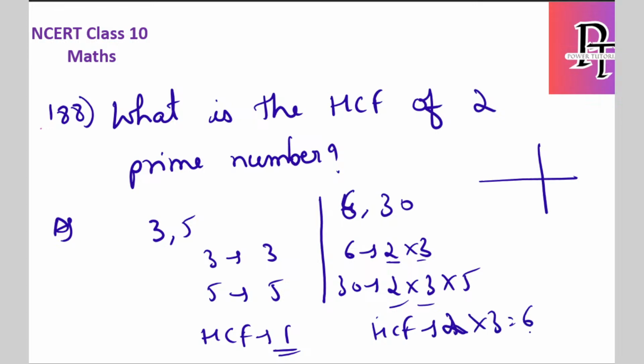Which is 6. But if we say two prime numbers, they will not have any common factor, because a prime number is a number having only 1 and itself as factors. So there cannot be any common factor between these two. So always remember, HCF of any two prime numbers is always 1, and also HCF of any two co-prime numbers is 1. Why? Because co-prime numbers are numbers which don't have any common factor.